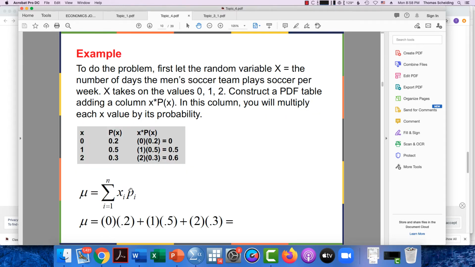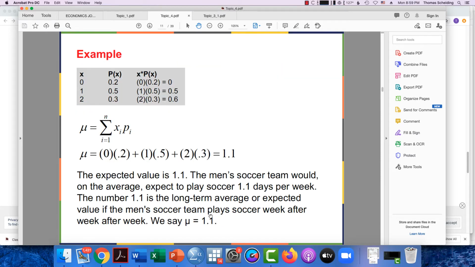To get that, as we see here, and for the exam you'd probably want to do it by hand rather than in SPSS, we're going to take the expected value, Greek symbol mu, equal to the summation from 1 to n, n being 2, of each individual value and its probability of occurring. 0 times 0.2 plus 1 times 0.5 plus 2 times 0.3, getting us 1.1. That the soccer player, on average, over the long run, is expected to play soccer 1.1 times a week.